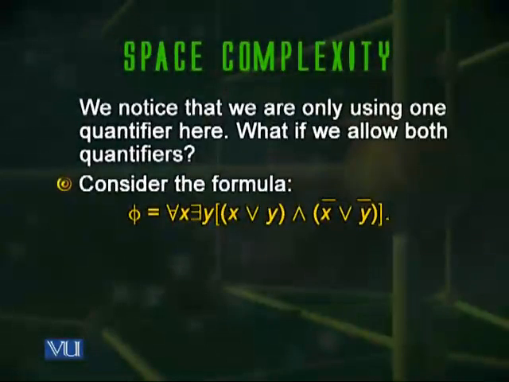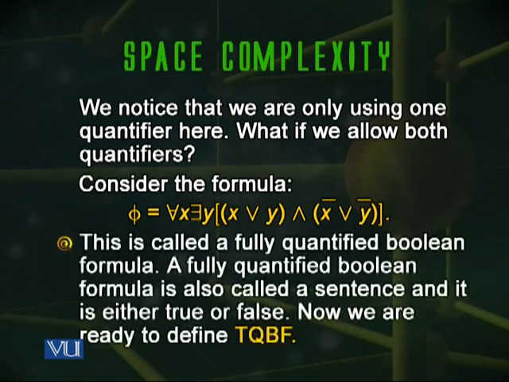Let's consider the formula phi, which says that for all x, there exists a y, x or y, and not of x or not of y. This formula, the way I've written it, is what we are going to call a fully quantified Boolean formula. A fully quantified Boolean formula is also called a sentence, and it is either true or false.